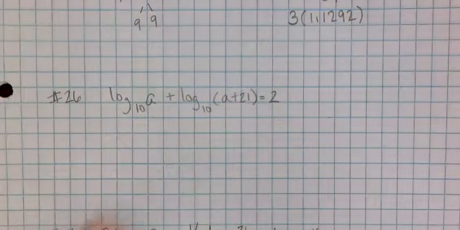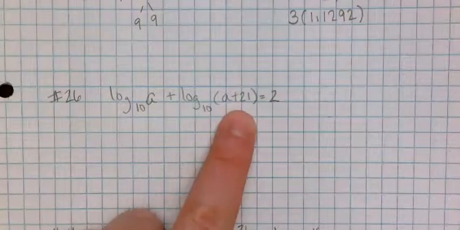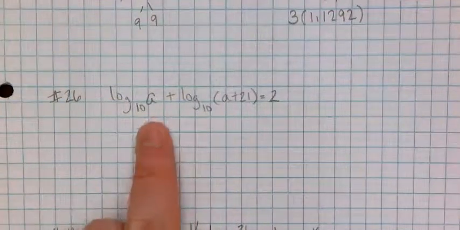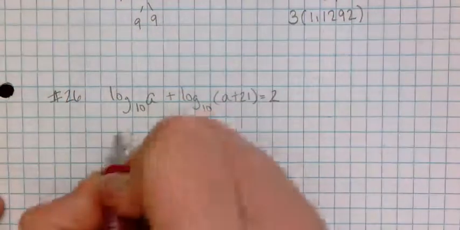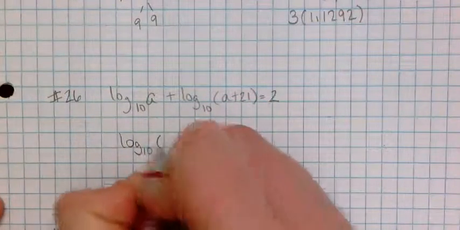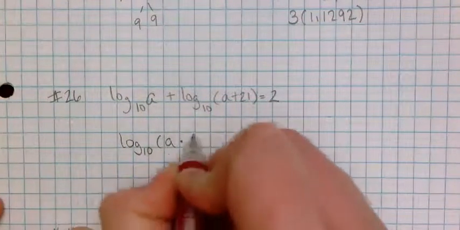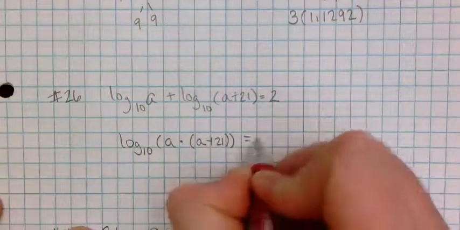Because you can't plug a negative into here... you could plug a negative into this one, because negative plus 21 would allow it to work, but because of this a, you can't have an extraneous solution. So, since this is a plus, we rewrite it as log base 10 of a times (a plus 21) equals 2.